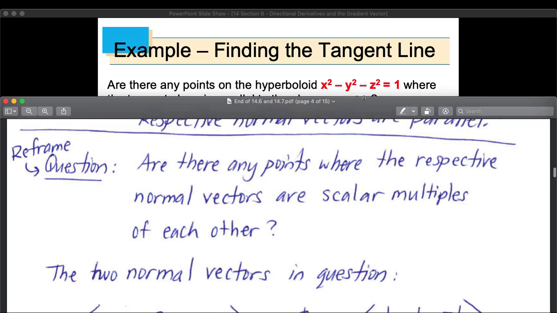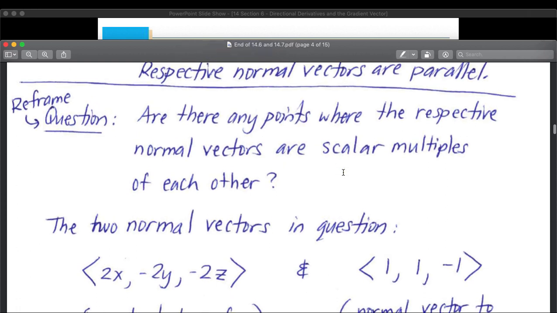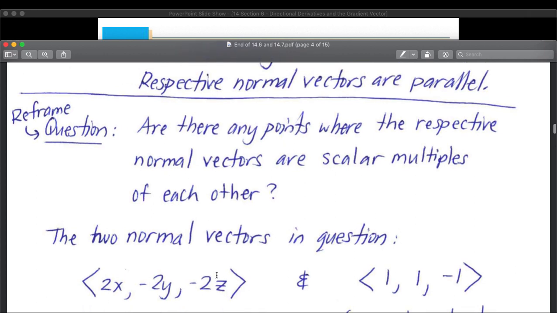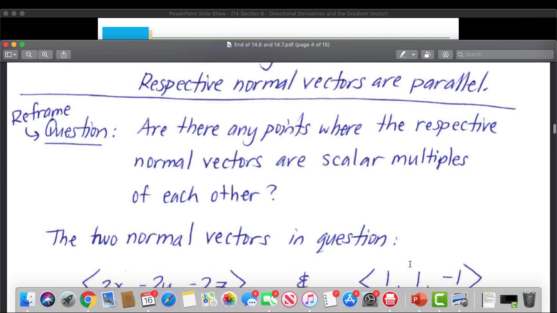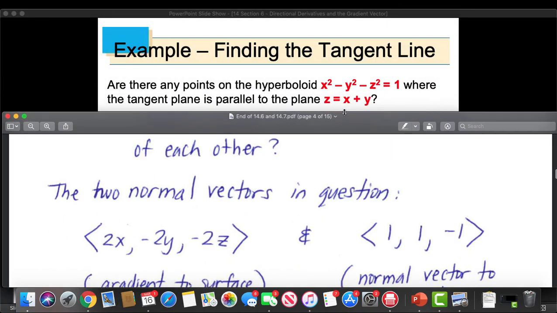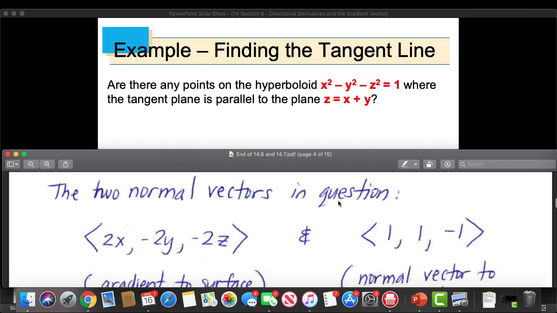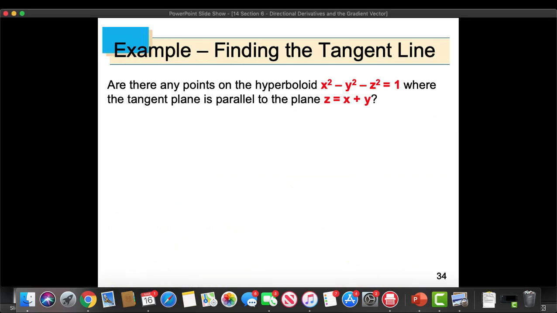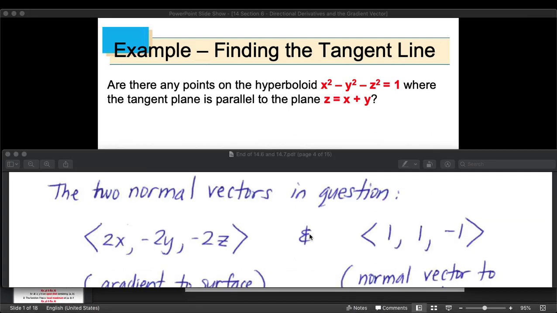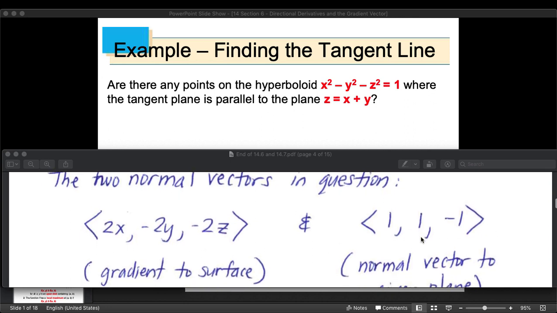And the two normal vectors in this particular question are going to be these two guys. Now, this first one, you're probably like, okay, I already know what that is. That's the gradient. I know exactly where you got that gradient from down here below. But then you might be like, well, where's this one from? Well, I'll tell you right away.